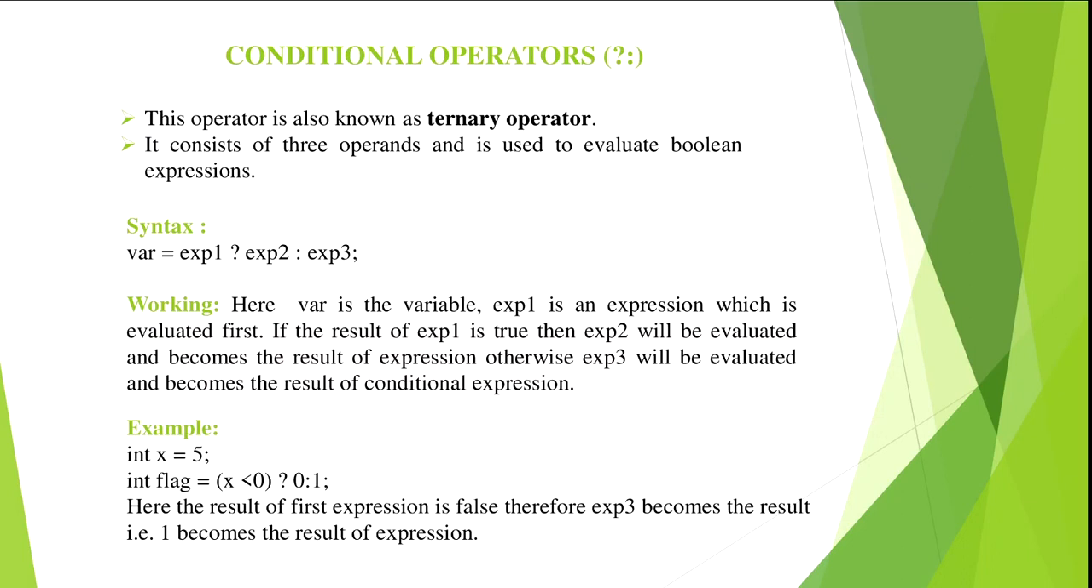In the syntax you see v equal to exp1, means expression 1, question mark expression 2 colon expression 3. So what is the meaning of this? See in the syntax, the question mark and the colon are operated on the 3 operands expression 1, expression 2 and expression 3, and therefore it is called as the ternary operator.